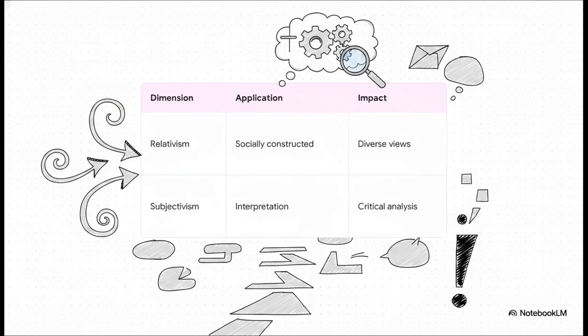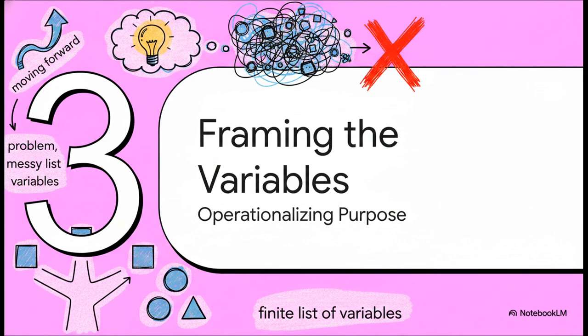When you embrace relativism, the idea that reality is socially constructed, you're actually welcoming diverse, even completely conflicting perspectives into your review. This philosophical stance forces your analytical voice out of hiding. It completely shifts your writing from a bland summary into a critical, voice-driven analysis, a real game changer. Moving on to Section 3, framing the variables and operationalizing your purpose.